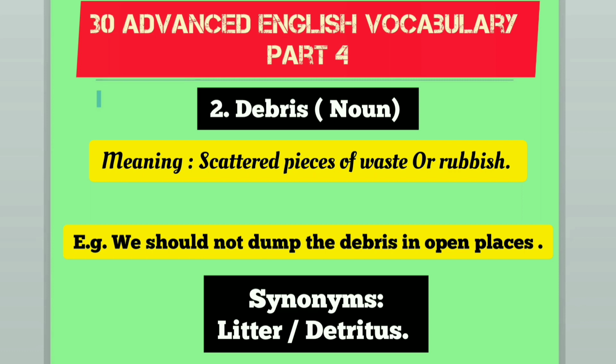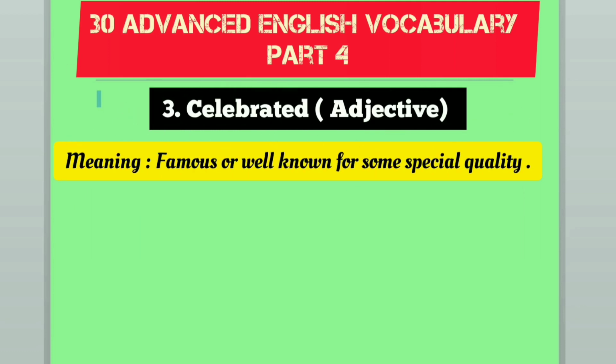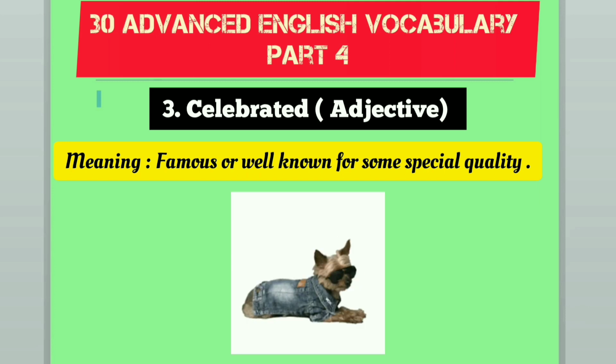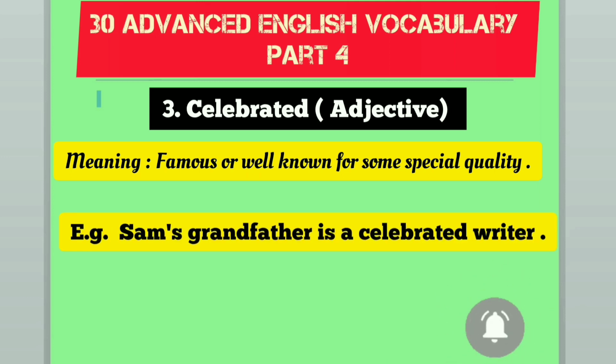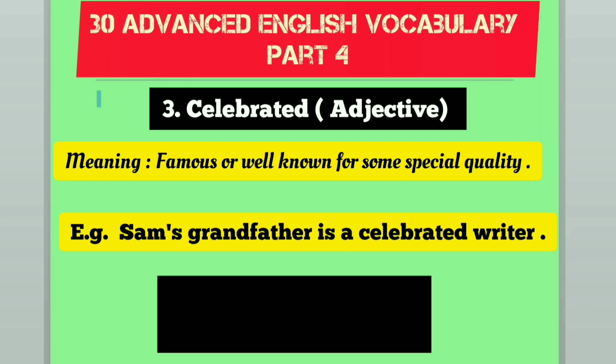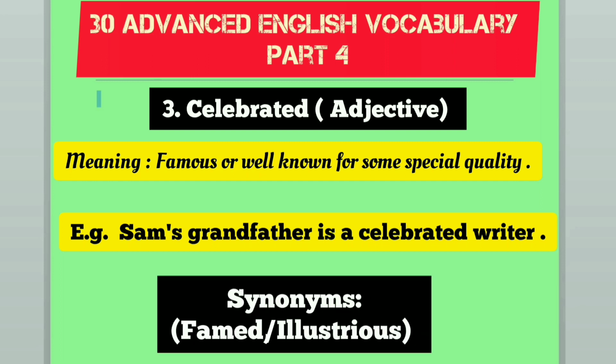So up next we are going to turn our attention towards the third advanced English vocabulary for today, which is on your screen, which is celebrated. Celebrated is also an adjective. It means famous or well known for some special quality, right? So let's see how to use this wonderful vocabulary. As you see the example, Sam's grandfather is a celebrated writer. So that means he's famous and known for his writing. So we can use two synonyms. As you see, the synonyms are famed and the second is illustrious, right?